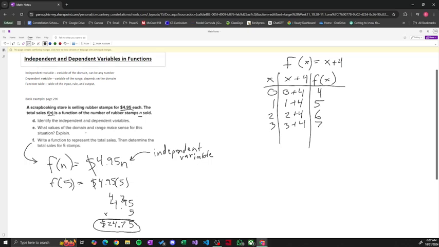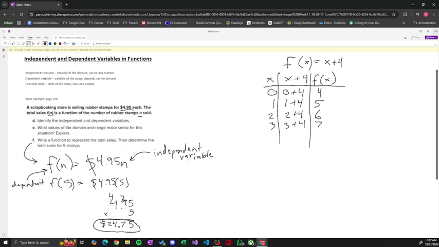And the dependent variable is going to be the total sales. That would be f of n. That's the dependent variable. So that's part D. Part E, what values of the domain and range make sense for the situation?